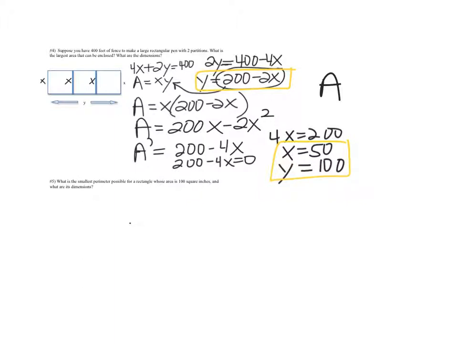Don't go to the derivative, though. You don't want to plug them in there. But the area would then be 5,000. Oh, and don't forget units. So that's 5,000 square feet. And these are both in feet also.